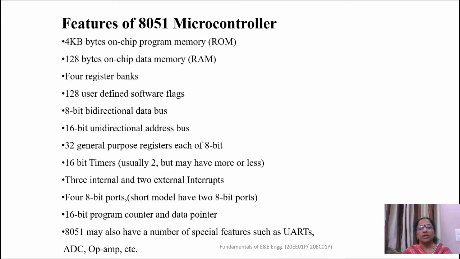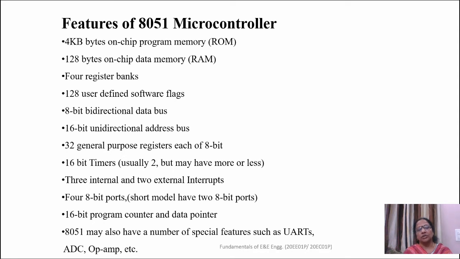It contains 4 register banks. Then it contains 128 user-defined software flags. It contains an 8-bit bidirectional data bus. The bidirectional data bus carries the data in both directions. Then it contains a 16-bit unidirectional address bus.